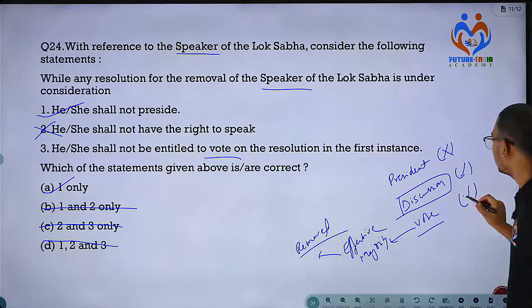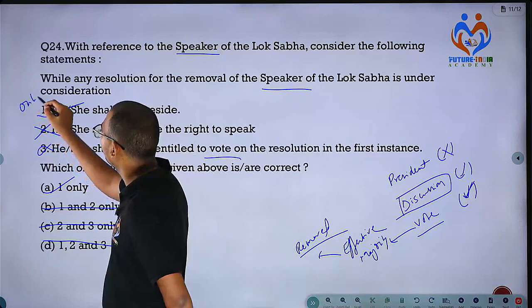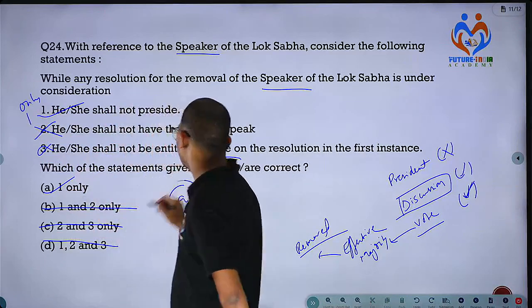Actually, they can vote. I have already told you. So this is also wrong. So your answer is only 1.